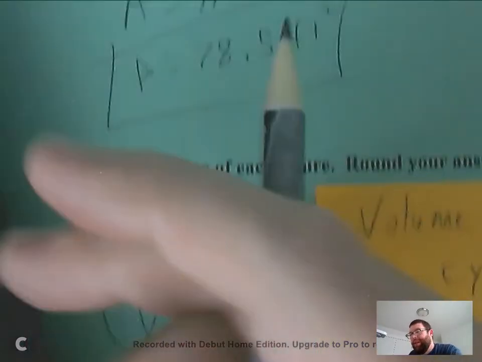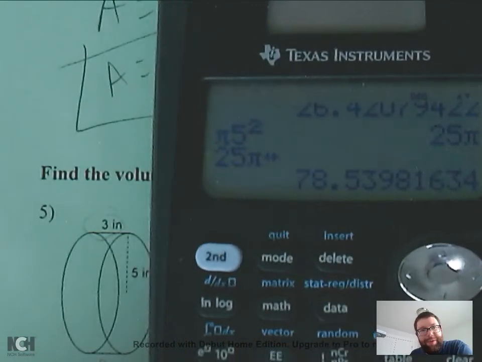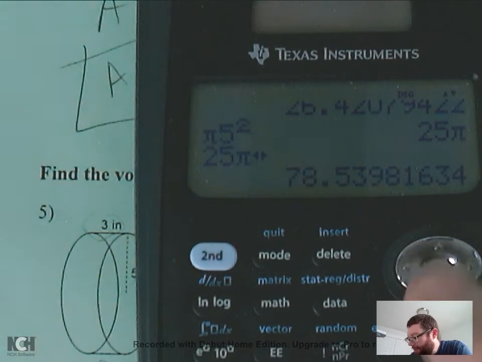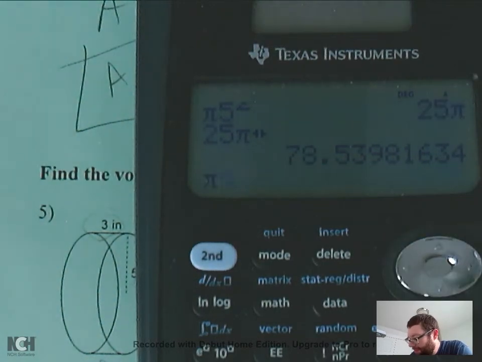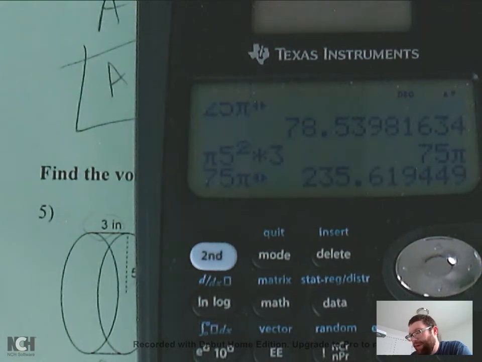Now, I don't know if my calculator is going to do it right, so I'm going to put the area of the circle in parentheses just to be safe. I don't think it matters. We'll try it, we'll experiment. So, pi times 5 squared times 3 is 235.6.